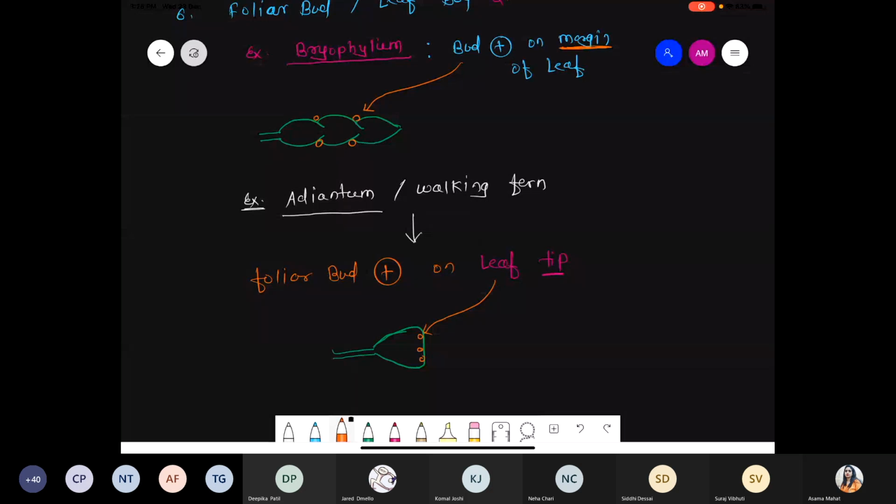Done with this part? We are not saying that it is an apical bud. We are using the term foliar bud. Apical bud means which is present on the apex, the apex of the shoot, not the apex of the leaf, because here we are talking about the leaf. If that bud is present on the apex position or the apical position of the shoot, that time we have to use the word apical bud. Here it is present on the tip. That's why we are using the word foliar bud. Got it?